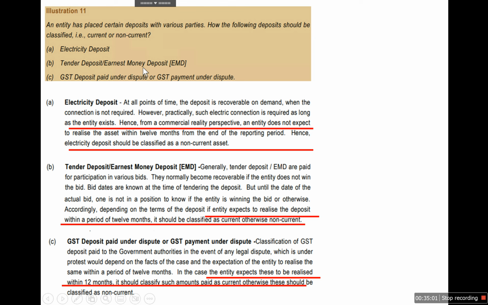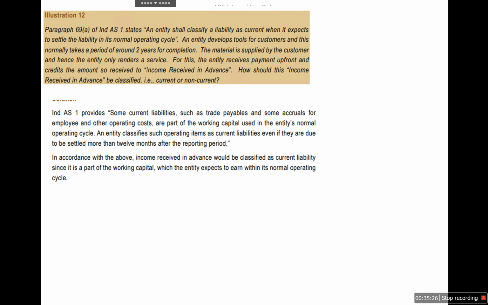Tender deposits and earnest money: it is again based on the realization of the deposit. If it is expected to be realized within 12 months, it should be classified as current, and if not, it will be classified as a non-current asset. And GST deposit paid under dispute, or GST payment under dispute: if the entity expects to realize it within a period of 12 months, it will be classified as current. Otherwise, it will be classified as a non-current asset.